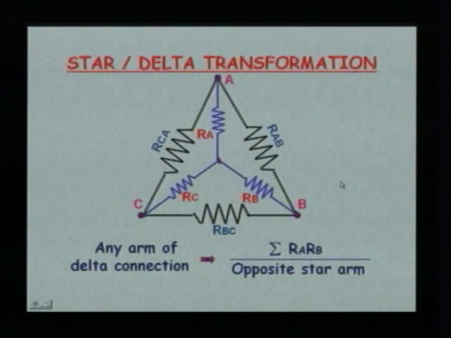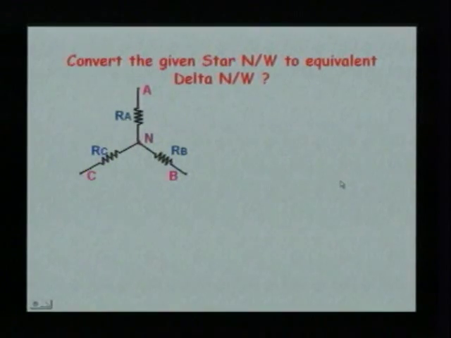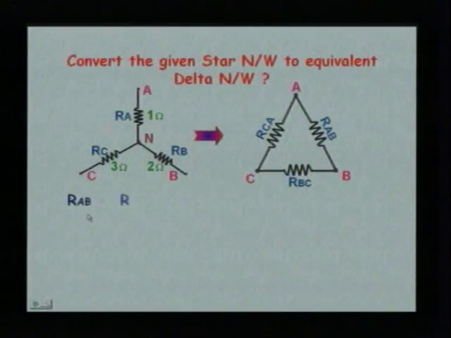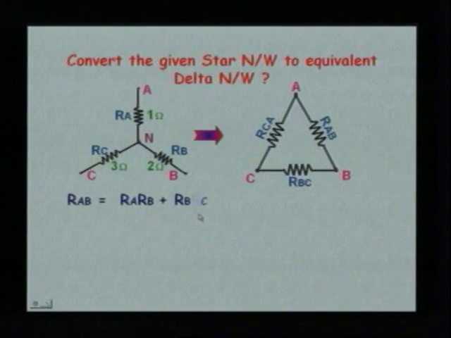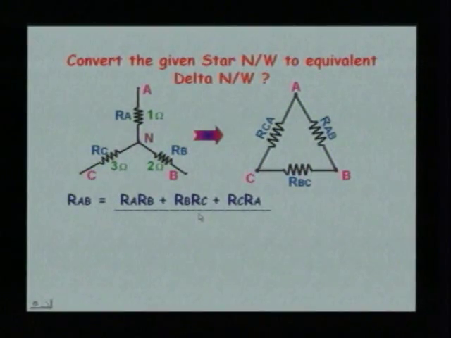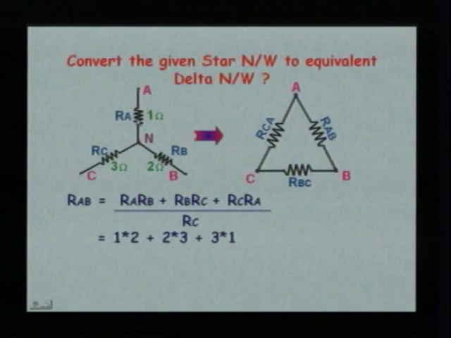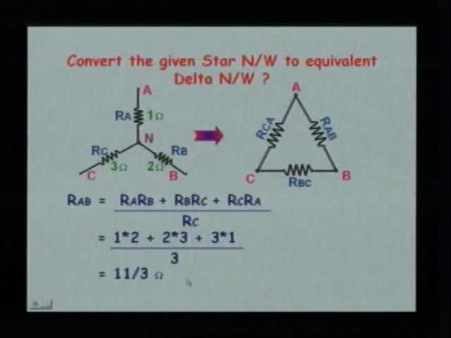Now, let us solve some problems on the conversions. Convert the given star network to the equivalent delta network. For the star with RA, RB and RC having resistances 1, 2 and 3, we are supposed to find the equivalent delta network. We know the formula: RAB is equal to RARB plus RBRC plus RCRA divided by RC, the opposite arm. Putting down the values: 1 into 2, plus 2 into 3, plus 3 into 1, divided by 3. We end up with the value 11 by 3 ohms.